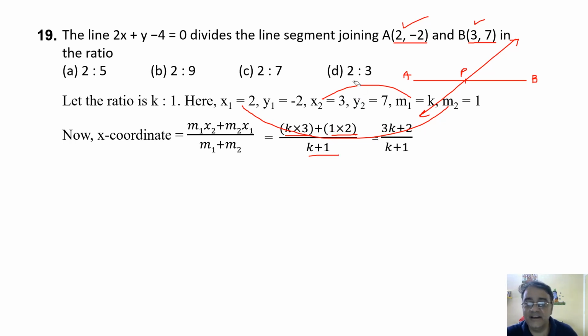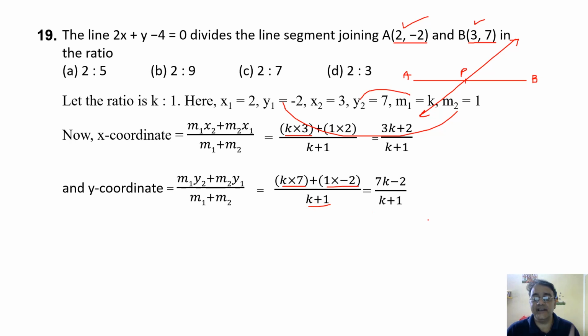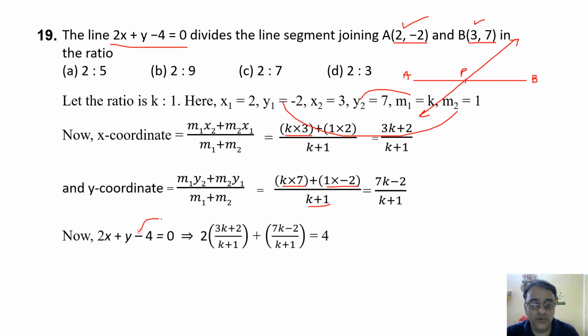Now we will find y coordinate. Okay, so y coordinate is m1 y2 plus m2 y1 upon m1 plus m2. So that is k into 7 plus 1 into minus 2 upon k plus 1. 7k minus 2 upon k plus 1. So this x and y we are going to substitute in the given equation. This one 2x plus y minus 4 is equals to 0. So minus 4 को हम लोग यहाँ शिफ्ट कर लेते हैं is equals to 4 हो जाएगा.